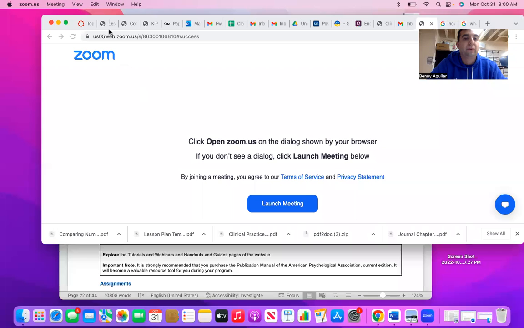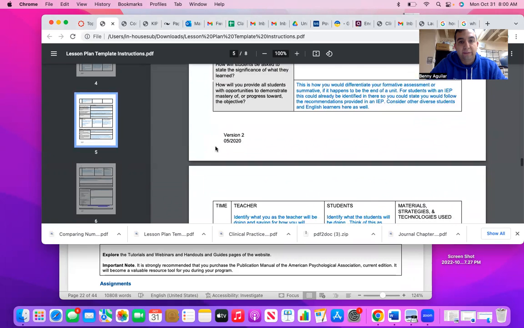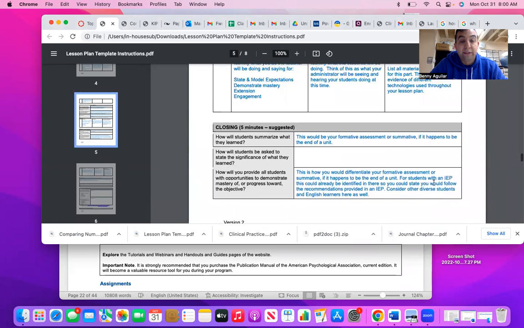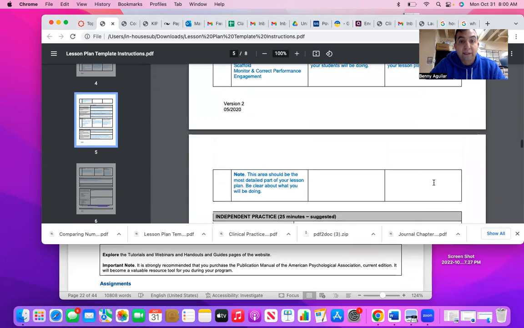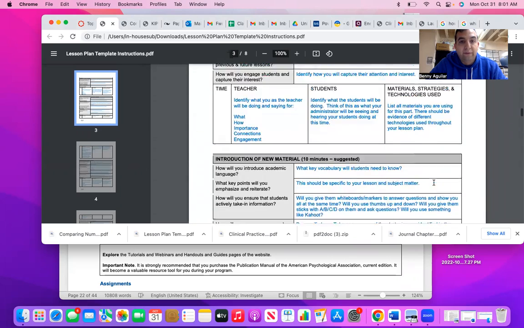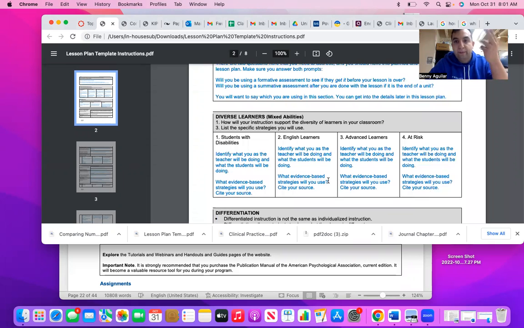So we're going to talk about the differences in lesson templates. The one that we have shared is actually more informing. The one thing I love is how it has the breakdown of teachers, students, materials, strategies, technologies. That's great to have. The main thing that I love about this is the differentiation of work, where you have English learners, your higher students, your at-risk students, and then students with disability. That's actually a great thing to have. Love that. That's very nice.